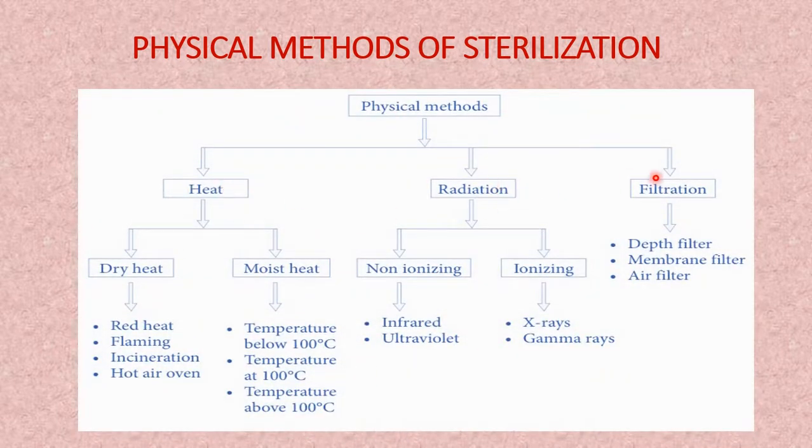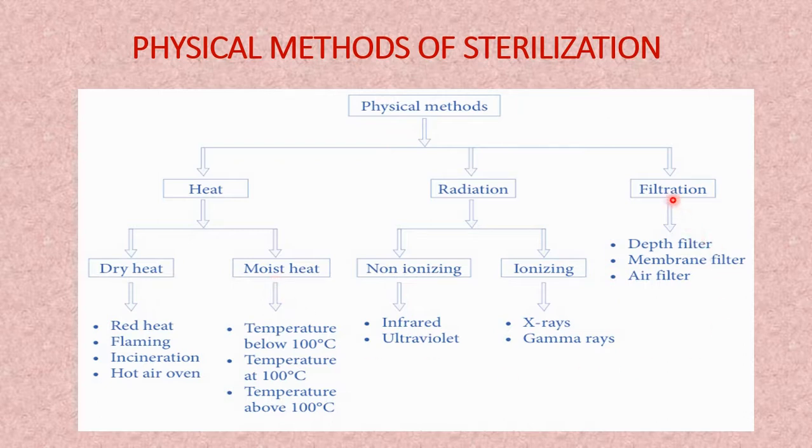Moving to an overview of the physical methods: the heat, radiation, and filtration. Heat has different types, dry heat and moist heat. Dry heat includes red heat, flaming, incineration, and hot air oven equipment, which we have discussed in detail. Moist heat also has different types: below 100 degrees, above 100 degrees, and 800 degrees. We went through the autoclave, tyndallization, and pasteurization, all the techniques in moist heat. These are the things we learned in the first and second parts.